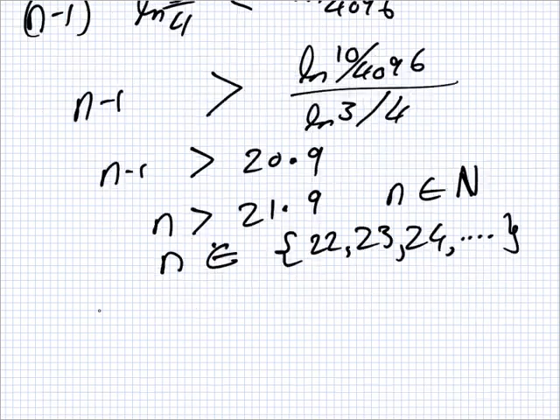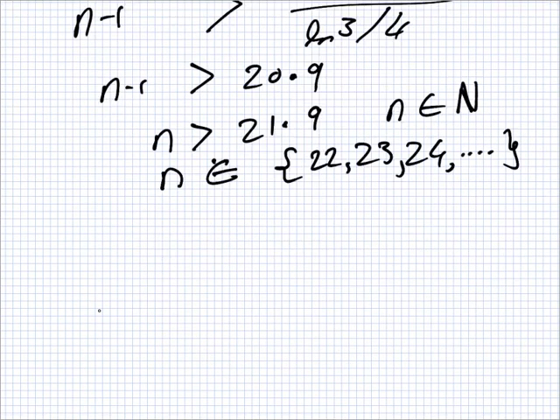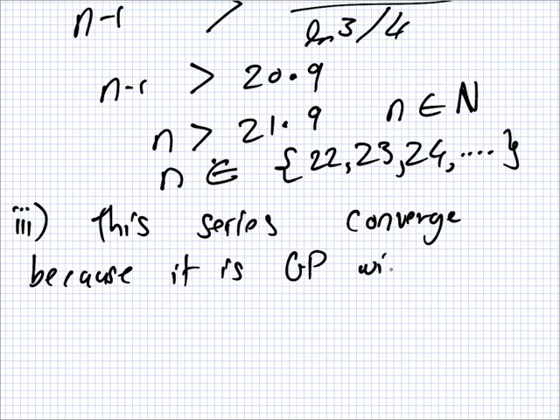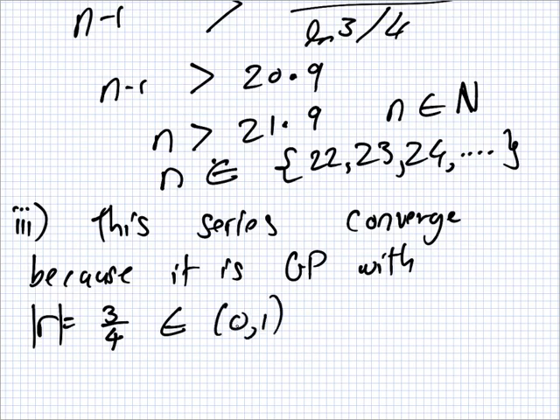Great. Next, why does this series converge? This series converges because it is GP with r equal to 3/4, which is in the interval 0 to 1. So it converges when the r is between 0 and 1, absolutely. C.